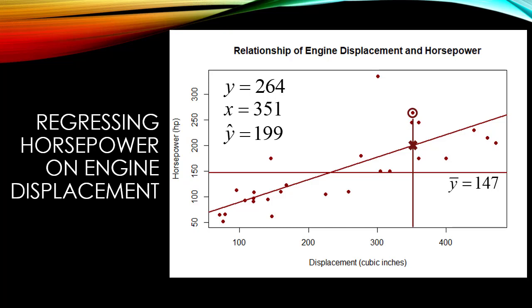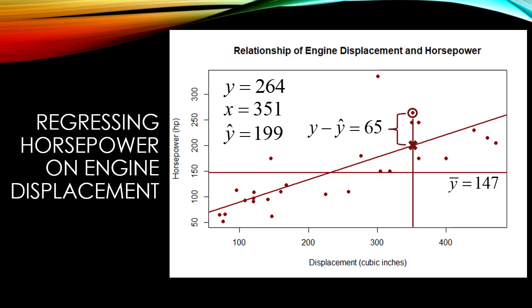Yet look at the car we are studying. It is indeed above the mean, but it is even further above the mean than we predicted. The actual horsepower of this automobile deviates from the predicted horsepower. This deviation is 264 minus 199, which is 65 horsepower. This automobile has 65 more horsepower than we would have expected for a car with this size engine.